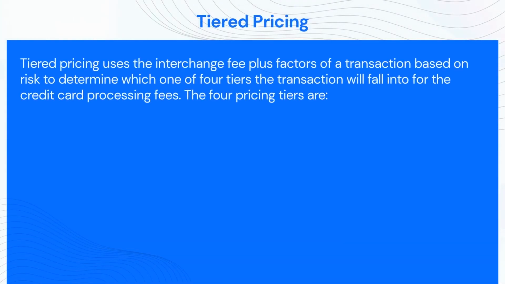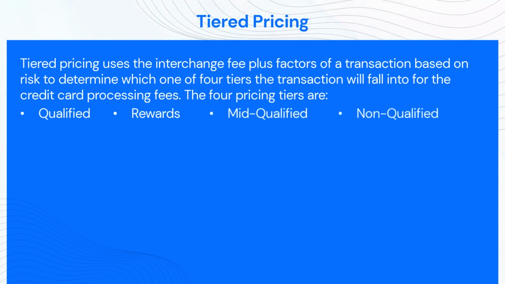Tiered pricing. Tiered pricing is the most common merchant pricing model. This structure allows for the fluctuation of fees and profits for both the merchant and their credit card payment processor. Tiered pricing uses the interchange fee plus factors of a transaction based on risk to determine which one of 4 tiers the transaction will fall into for the credit card processing fees. The 4 pricing tiers are qualified, rewards, mid-qualified, and non-qualified.